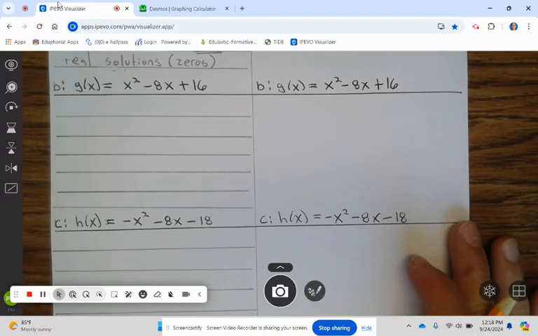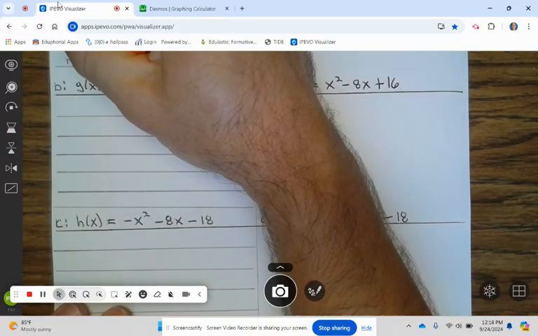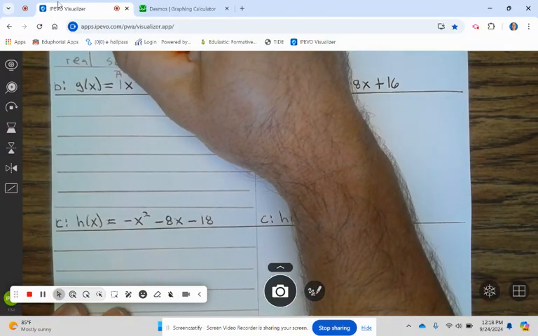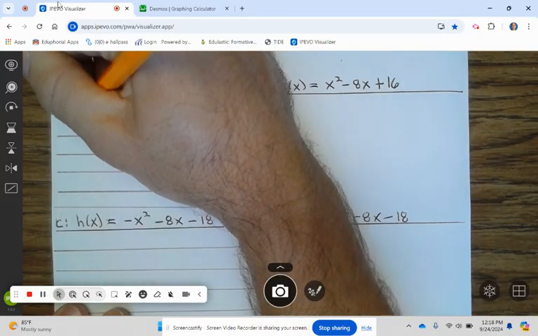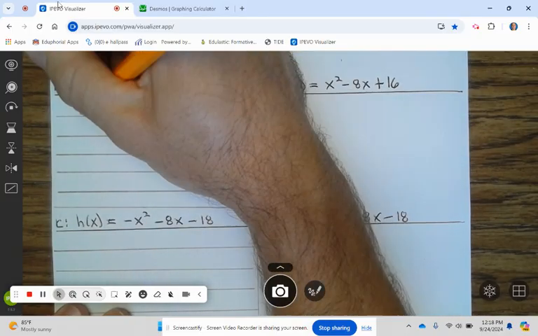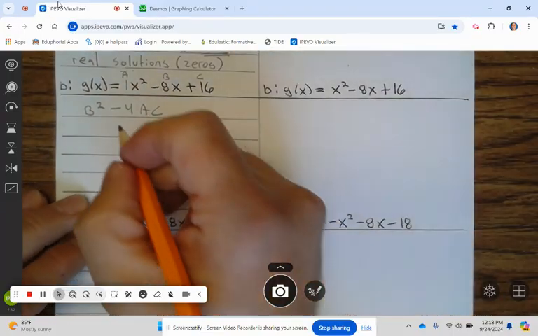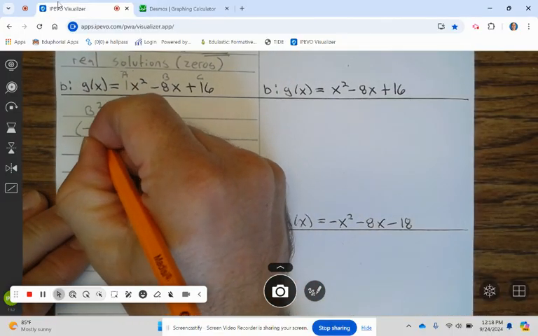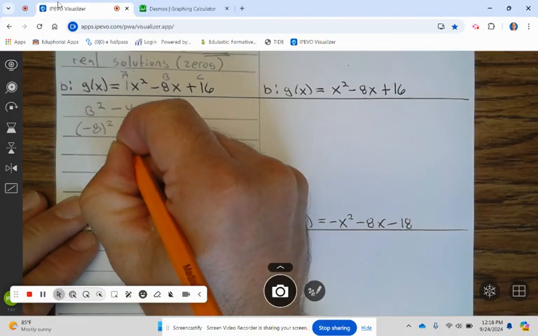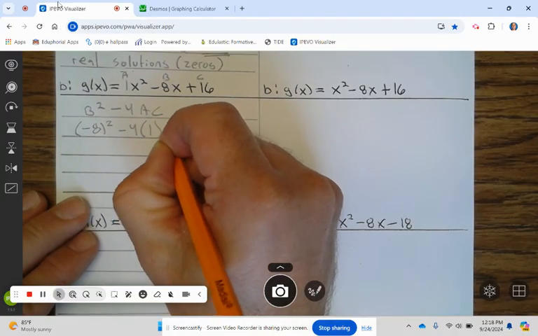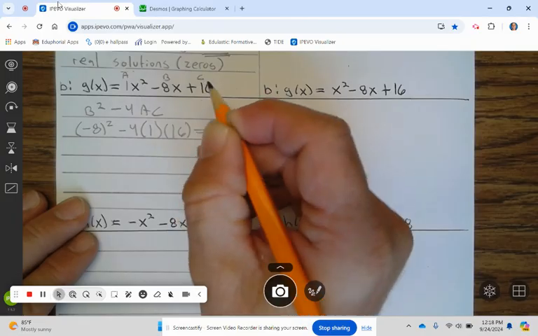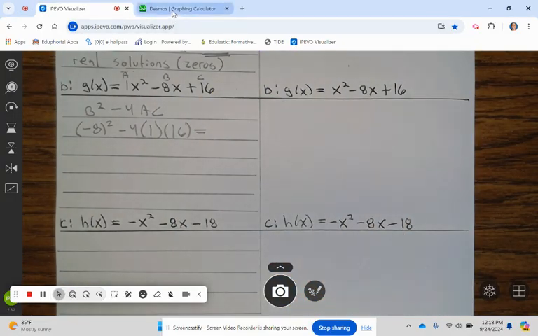Let's take a look at B. Now, again, this is a, this is b, and this is c, and we're plugging this into the b squared minus 4ac. So that's negative 8 squared minus 4 times 1 times 16. So let's plug that into Desmos.